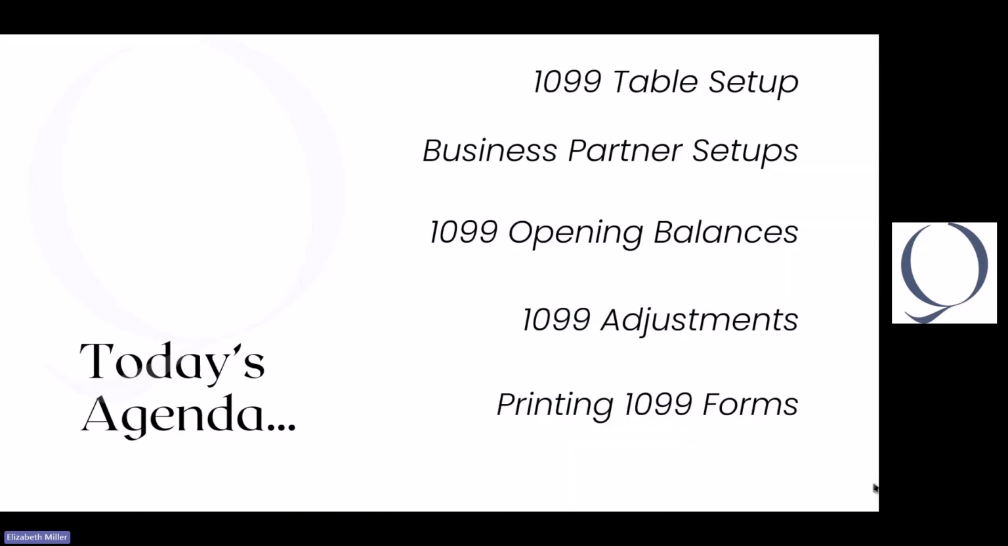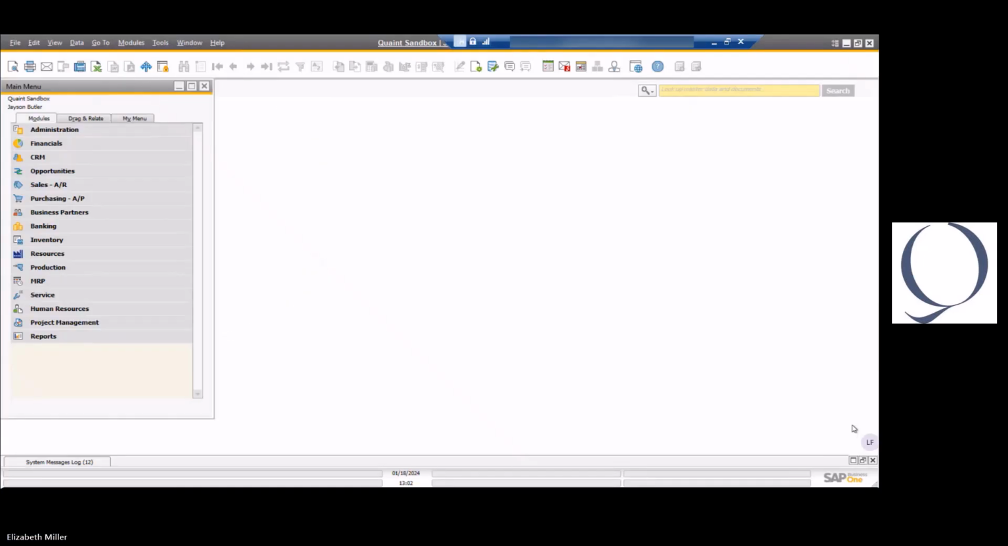Let's talk about what we're going to be looking at today within the application. So today we're going to be looking at 1099 table setups, business partner setups, how you do 1099 opening balances, as well as how you can make adjustments to your 1099, both increasing and decreasing. And then we're going to touch base on how you actually print all those forms out of SAP B1. So now I'm going to navigate into Business One, and we will start to walk you through all those setups directly in the database.